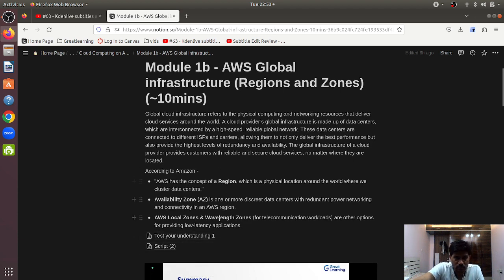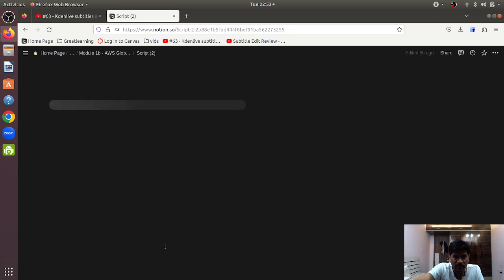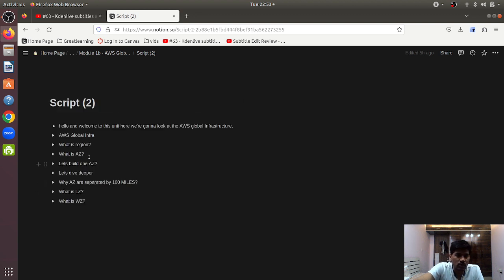So this is kind of an index for this particular module. So we'll go exactly in detail what this module is all about. I don't know why it is so slow. So this is what the module is about. So hello and welcome to this unit, where we are going to look at the AWS global infrastructure. So basically, how the infrastructure of a giant cloud provider like AWS looks.